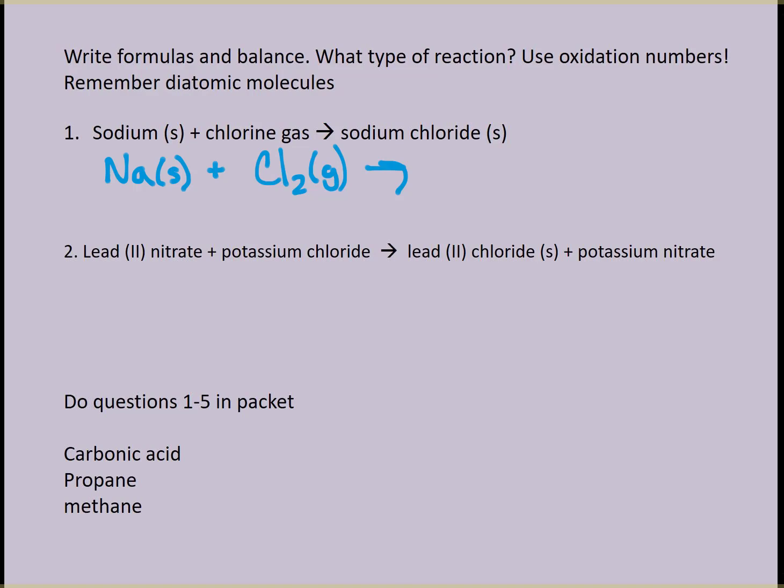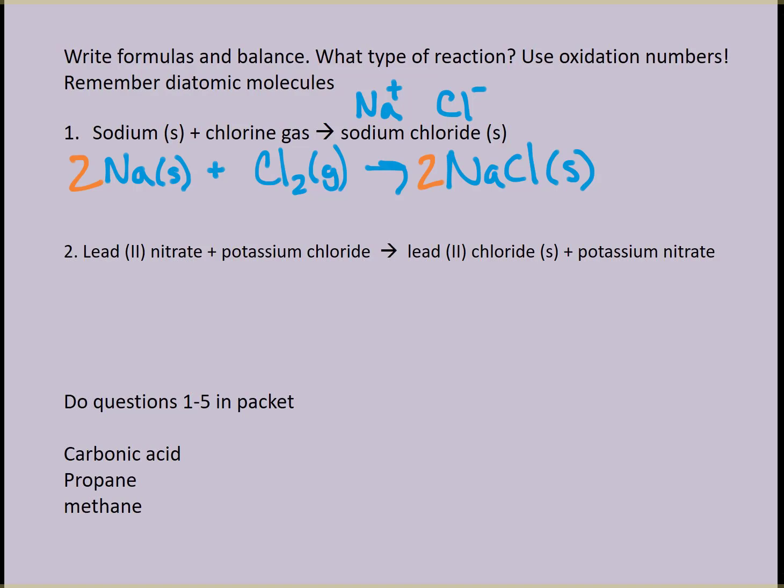So when I'm making compounds, I need to use oxidation numbers if I have metals. So sodium is a plus, chlorine is a minus, and I just put that together. NaCl, solid. Now to balance it, I only have 1 chlorine on the right-hand side and 2 on the left. So I'm going to have to put a 2 here and a 2 here, and this is balanced. Let's do the next one.